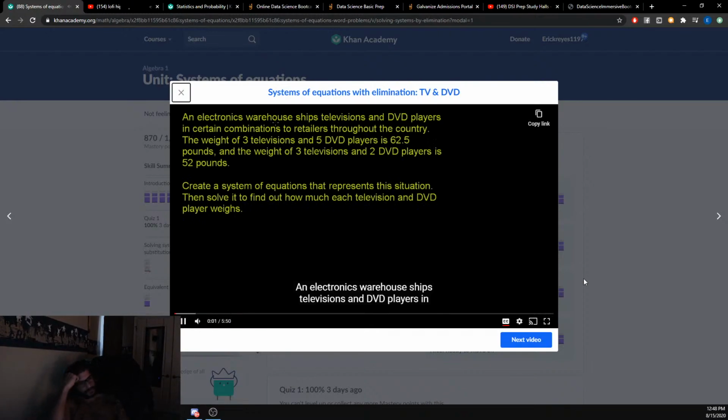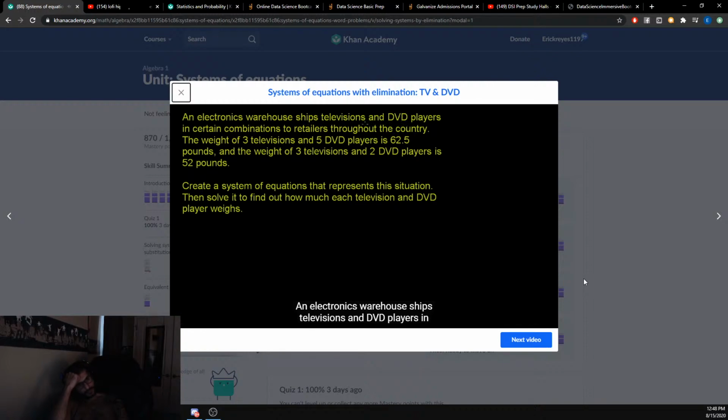An electronics warehouse ships televisions and DVD players in certain combinations to retailers throughout the country. And they tell us that the weight of 3 televisions and 5 DVD players is 62.5 pounds, and the weight of 3 televisions and 2 DVD players, so they're giving us different combinations, is 52 pounds. Create a system of equations that represents the situation, then solve it to find out how much each television and DVD player weighs.